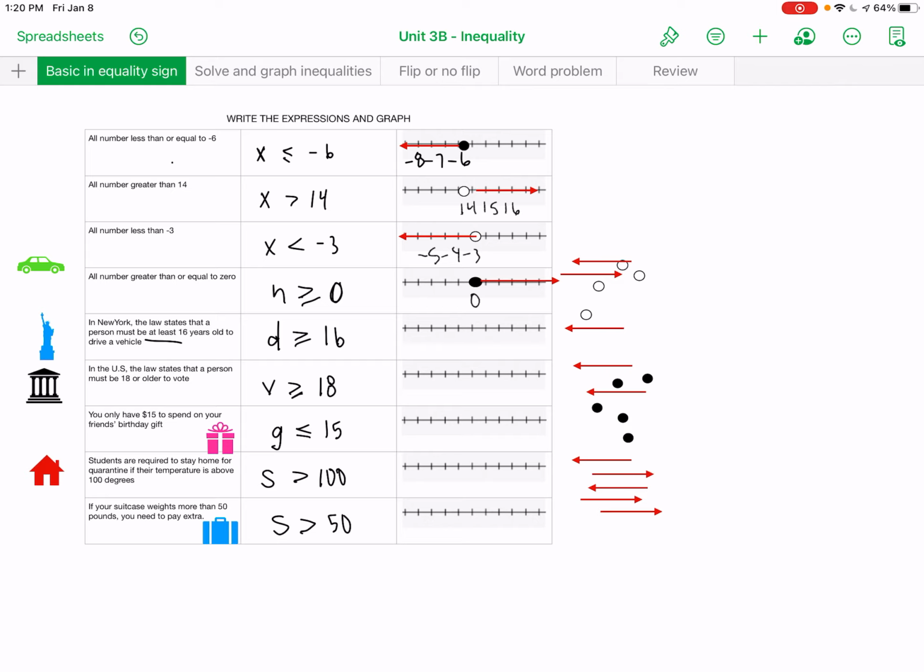I'm going to do this one together, and then you can check the answer key to see if you have the other 4 correct. This one is also, to drive, you must be at least 16, so it's going to be shaded in.